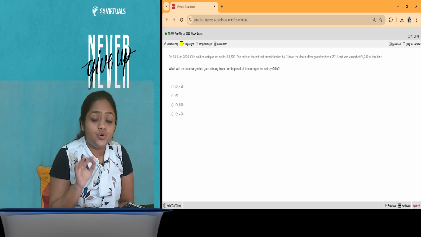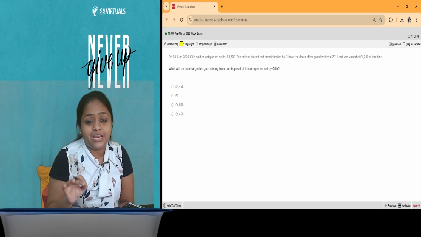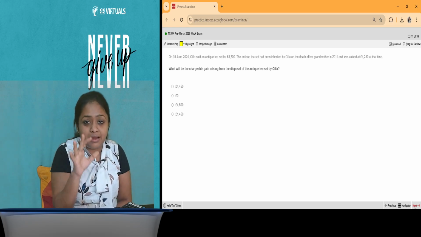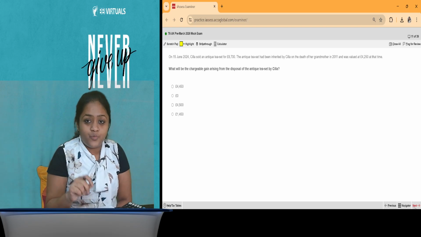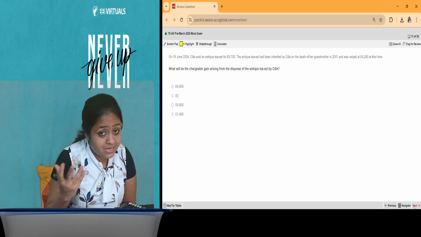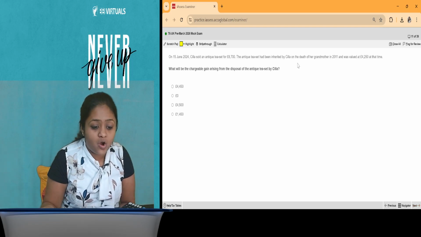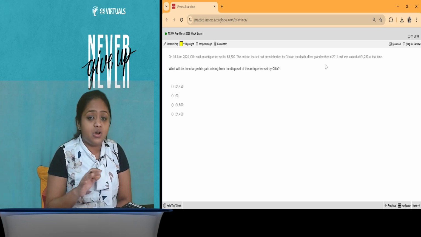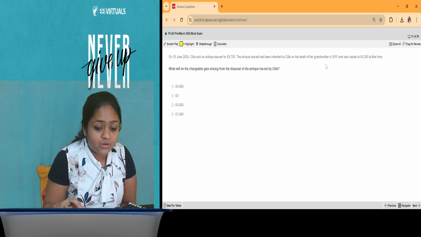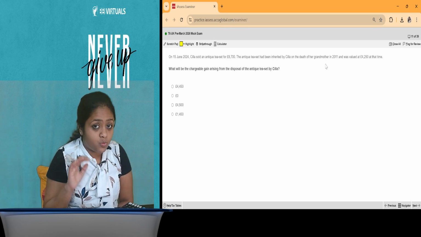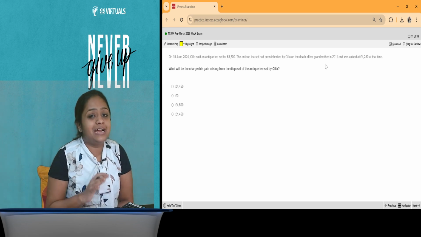On 15 June 2024, Celia sold an antique tea set for 8,700. The moment I see this, somehow shackles come to my mind. That 6,000 rule, non-wasting shackles come to my mind. Let me read further. The antique tea set had been inherited by Celia on the death of her grandmother in 2011 and was valued at 4,250 at that time. So she inherited it at a lower price, but she's selling it at a higher price.